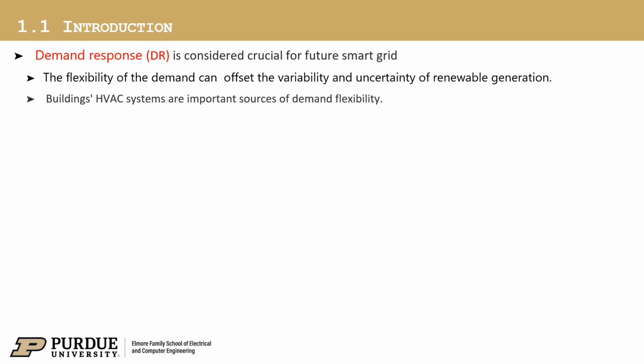Demand response is considered crucial for future smart grids. When there is significant penetration of renewable generation, the utility can invoke the flexibility of the demand, which can shape system peak and benefit system reliability. Buildings' HVAC systems are important sources of demand flexibility, which we will focus on in this paper.